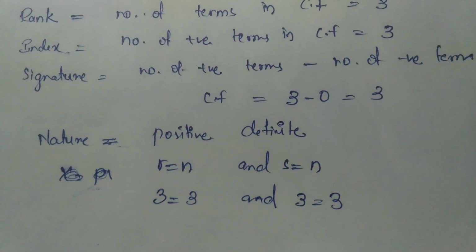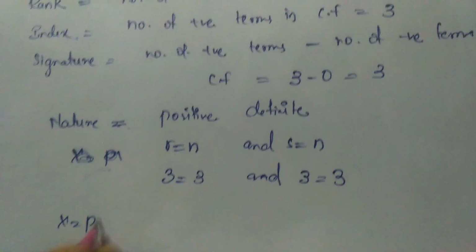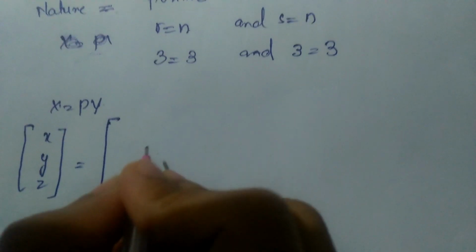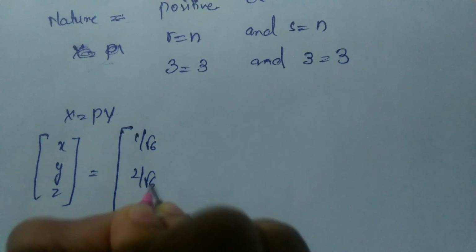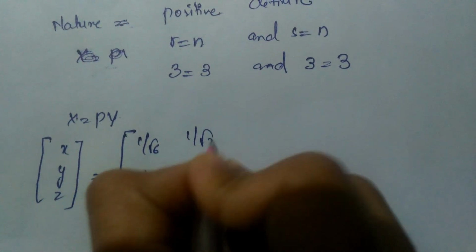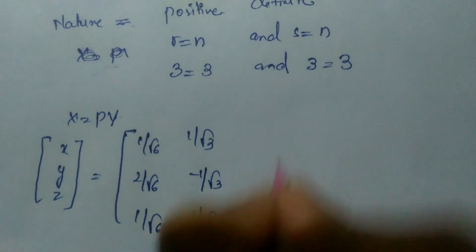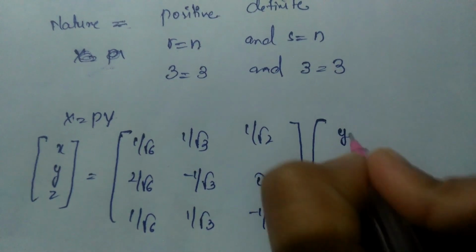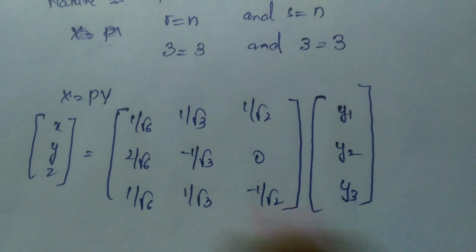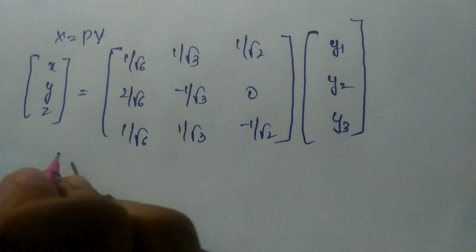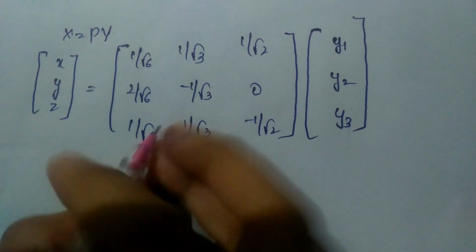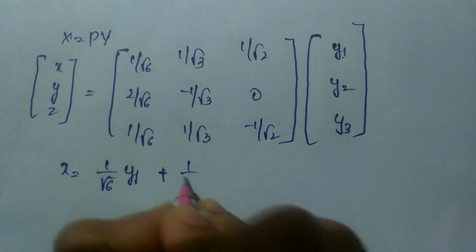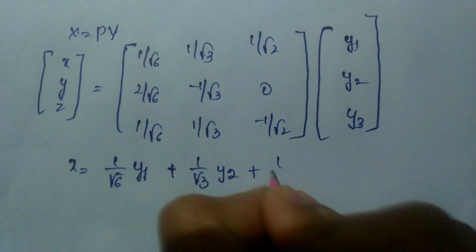Then next, x equals PY. Here x is the variable matrix in terms of x, y and z, and P is the normalized modal matrix: 1 by root 6, 2 by root 6, 1 by root 6, 1 by root 3, minus 1 by root 3, 1 by root 3, 1 by root 2, 0, minus 1 by root 2, into the Y matrix in terms of y1, y2 and y3. So when you multiply these two, finally we can write x equals 1 by root 6 into y1 plus 1 by root 3 into y2 plus 1 by root 2 into y3.